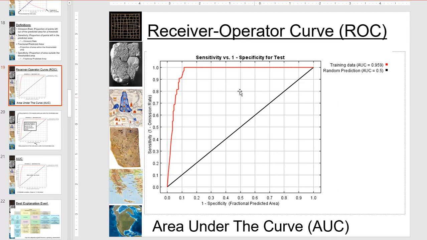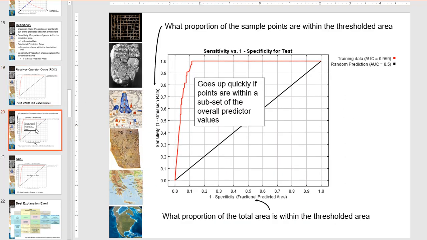So here is a receiver operator curve, and a really high AUC of 0.95 for a model that I created, and that's the area under the curve, which is the primary measure that we use for MaxEnt.